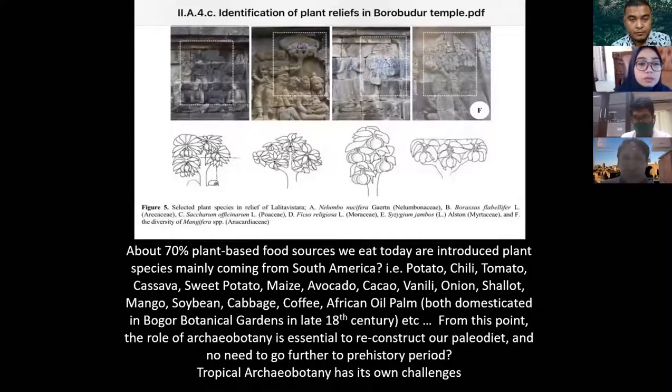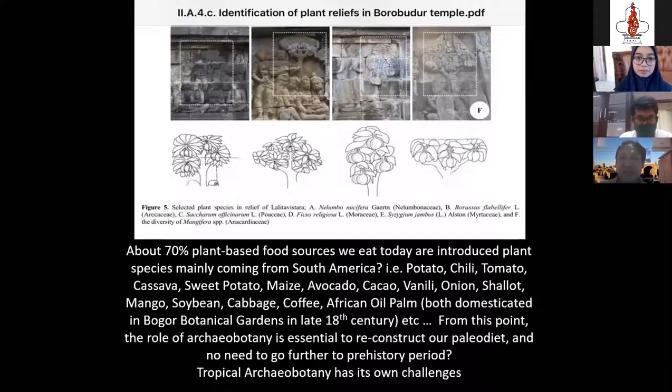There are 5 species on that relief. And only 1 species is native to the Malaysian floristic region. And the other 4 species, like Nelumbo nucifera, the lotus, Borassus flabellifer, Palmyra palm, Saccharum officinarum, sugarcane, and Ficus religiosa are native to the Indian region, except Saccharum officinarum, which is native to Papua New Guinea.